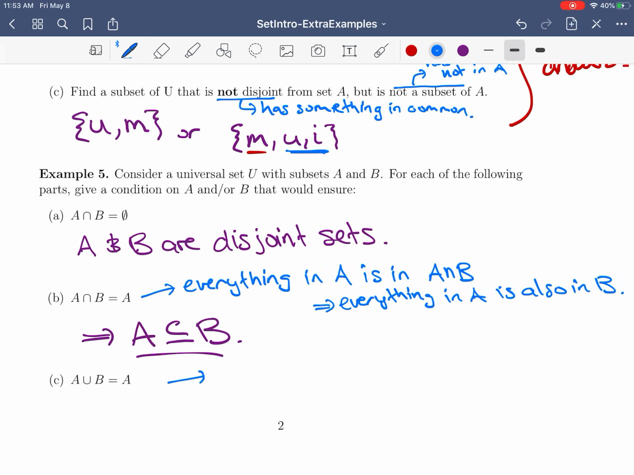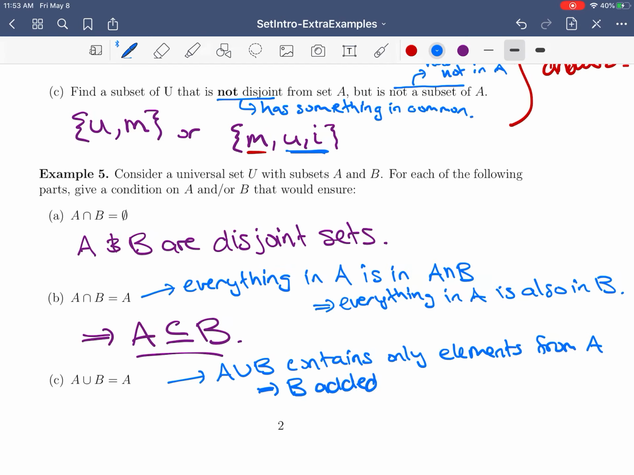So that means, so if I think about, let's start with the left side here. So A union B contains only elements from A. Right? So there's nothing extra because the two sides are equal. So everything on the right side has to also be on the left side and vice versa. So what that means is that when we computed A union B, B added nothing new.